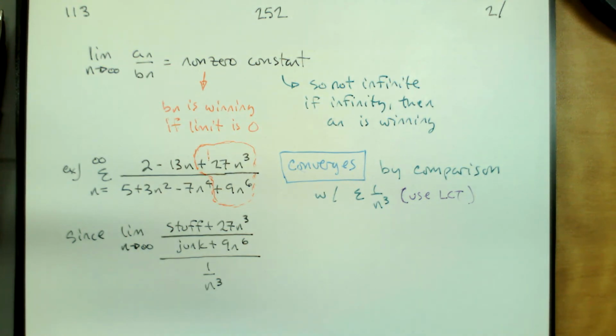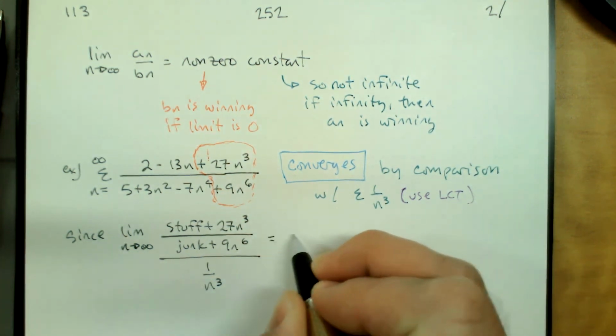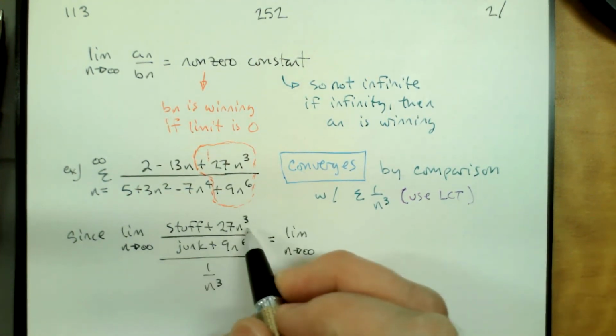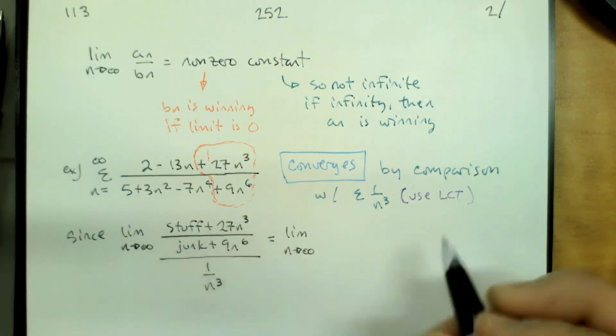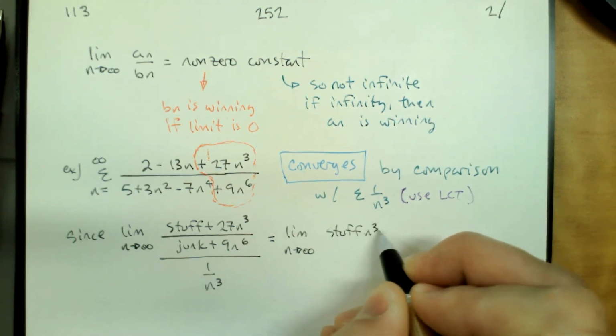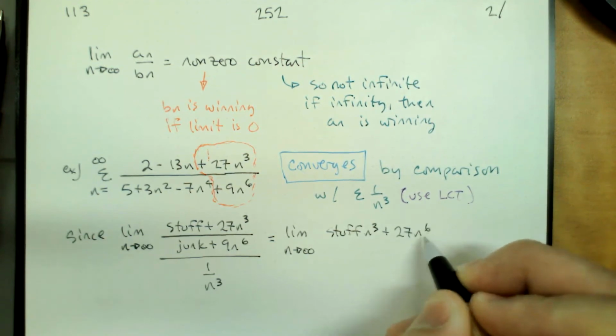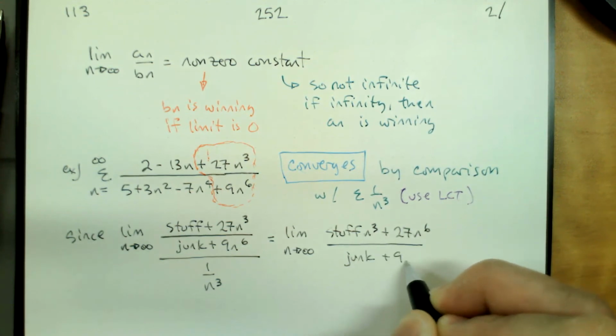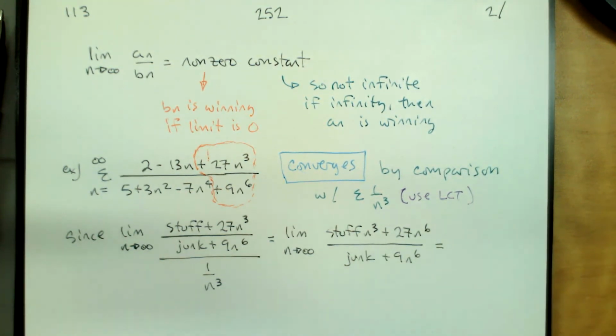So here we are using a limit comparison. When we divide our original series by 1 over n cubed, we multiply the numerator by n cubed. And so this limit's going to be 3.